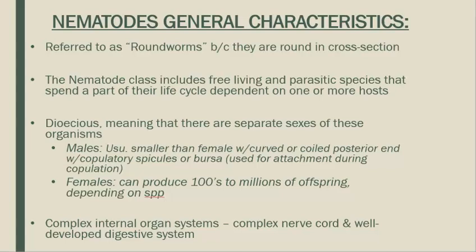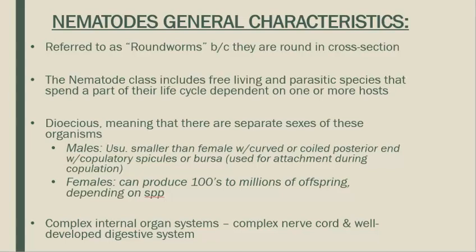The nematode class includes free-living and parasitic species that spend part of their life cycle dependent on one or more hosts. Nematodes are dioecious, meaning they have separate sexes. Males are usually smaller than females, and they have a curved or coiled posterior end with copulatory spicules or bursa, and these are usually used for attachment during copulation.